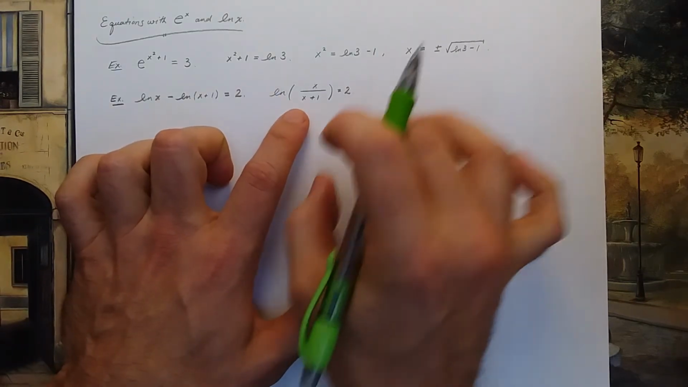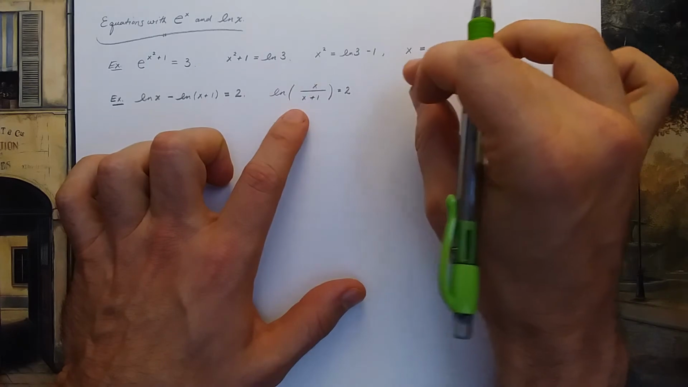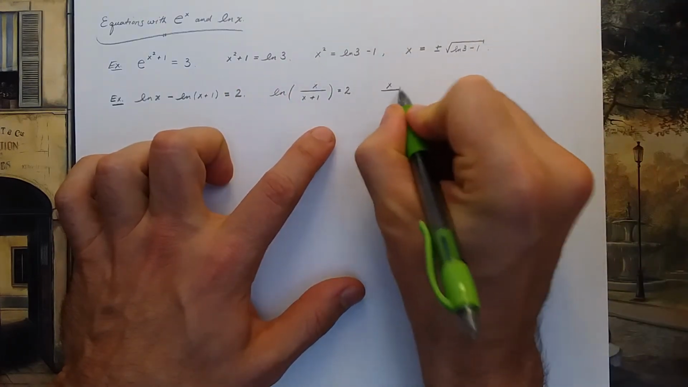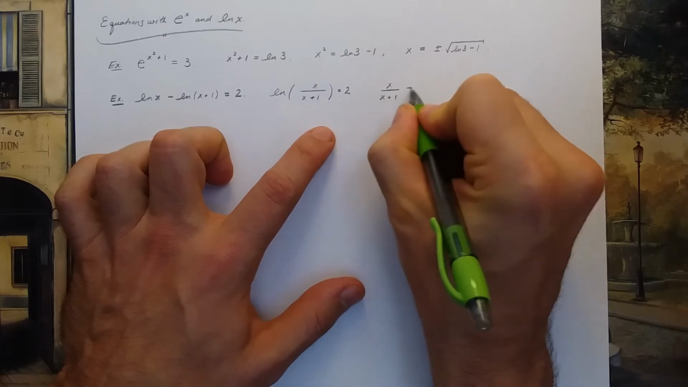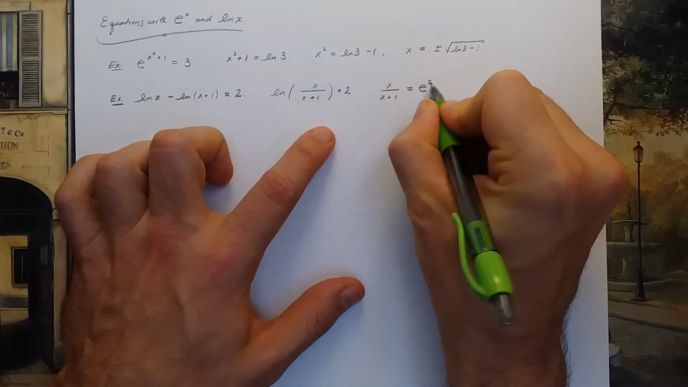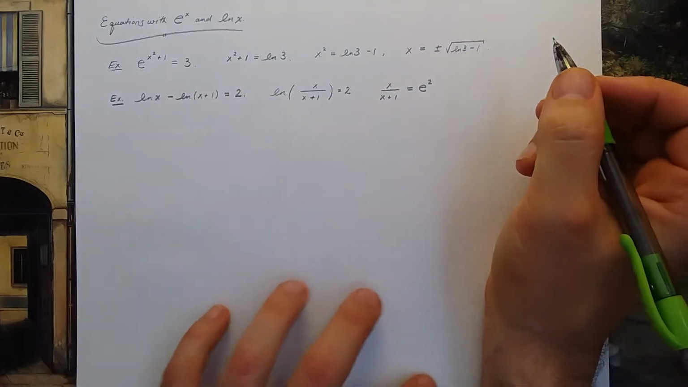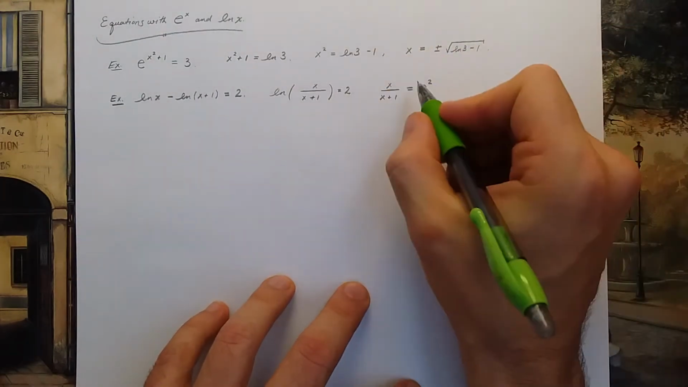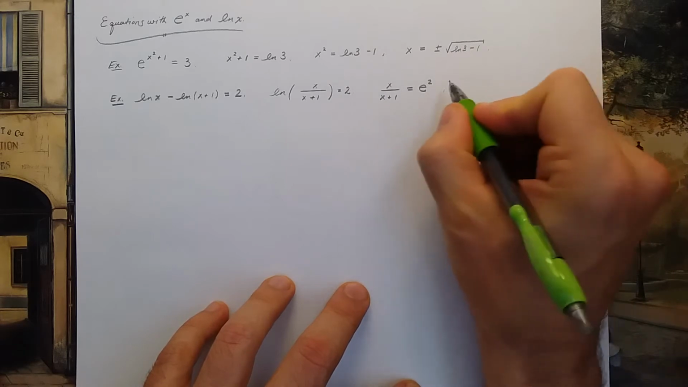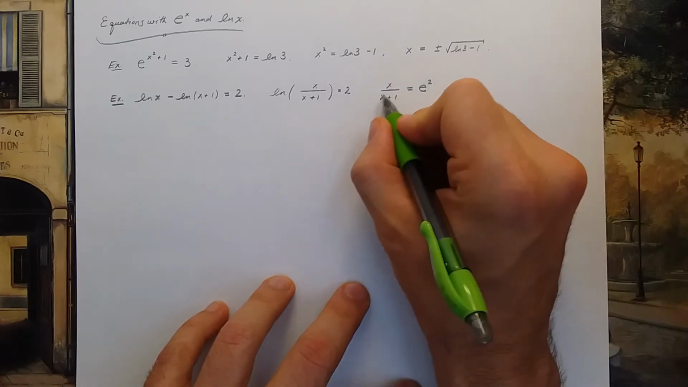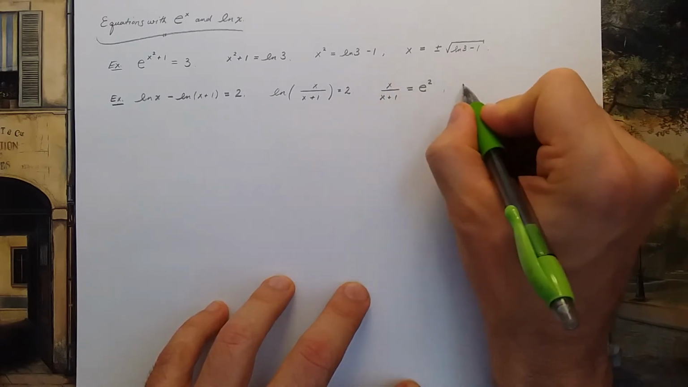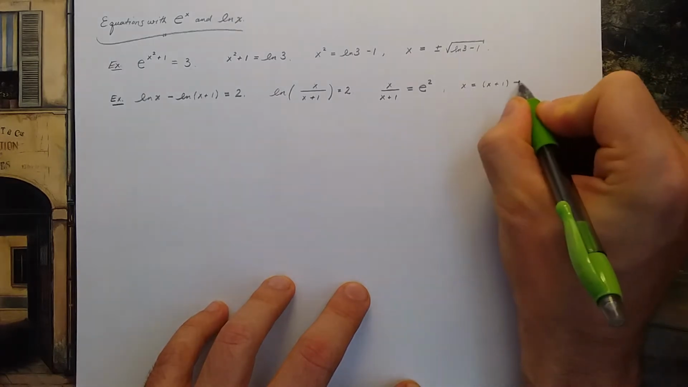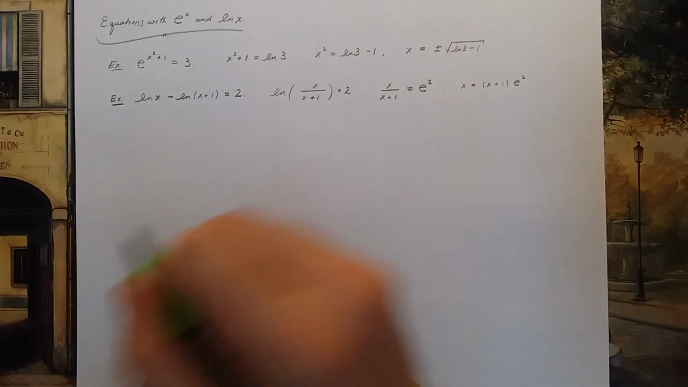So I'm going to take both sides to the e power. e and log are inverses, so they cancel each other out. I'm left with x over x plus 1 is e squared, or e to the 2 power. e squared is just a number, so I can continue solving this equation in the normal methods. For example, I can multiply both sides by x plus 1 to get x is equal to x plus 1 times e to the second power.